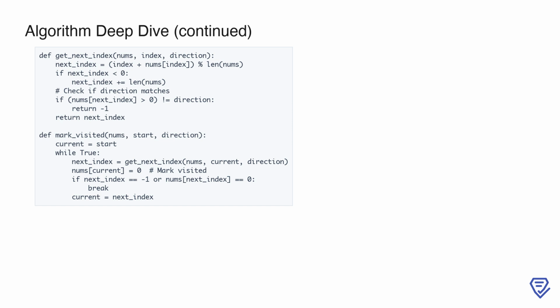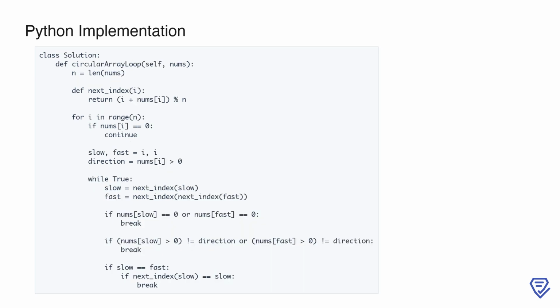Here, we start by defining the function circularArrayLoop inside the solution class. The goal of this function is to determine if there is a single, circular loop within the array where all elements in the loop move in the same direction. First, we calculate the length of the array, n, and define a helper function next_index to compute the next index based on the current index and the value at that index. This helper ensures the movement in the array wraps around using the modulo operator.